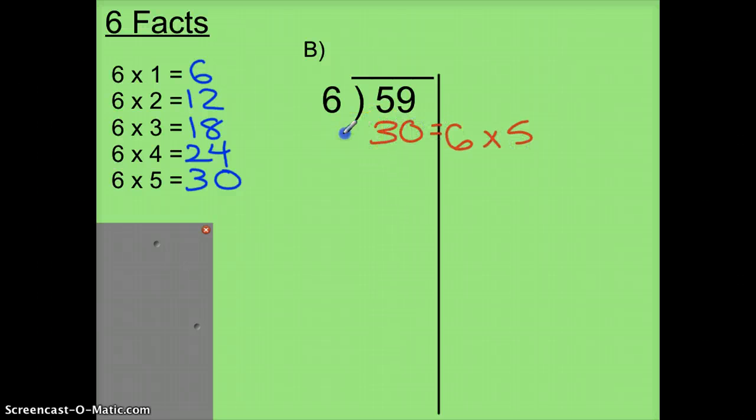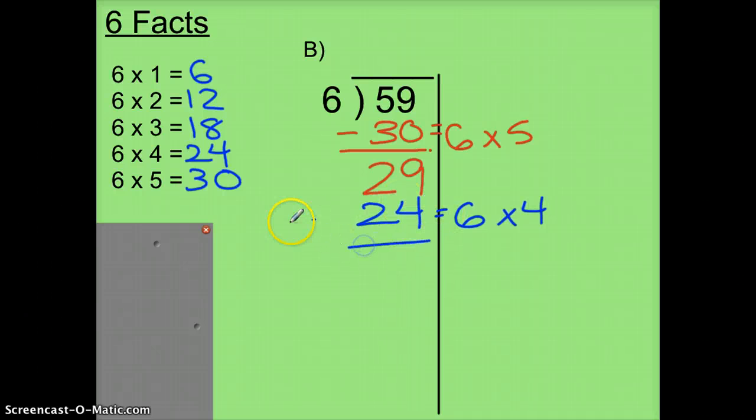Now what I'm doing here is I'm going to subtract 5 groups of 6. I'm going to take 5 groups of 6 away from 59. 9 minus 0 is 9. 5 minus 3 is 2. Now I have 29 left. I need to take away or subtract more groups of 6 from this. So I'll look at my products, and I think we're going to go with 6 times 4 is 24. So I'll do 6 times 4 equals 24. I'll subtract here. 9 minus 4 is 5. 2 minus 2 is 0.